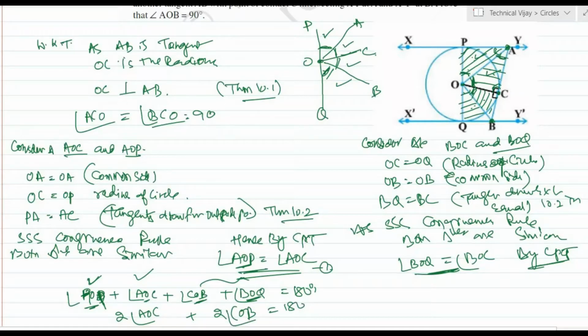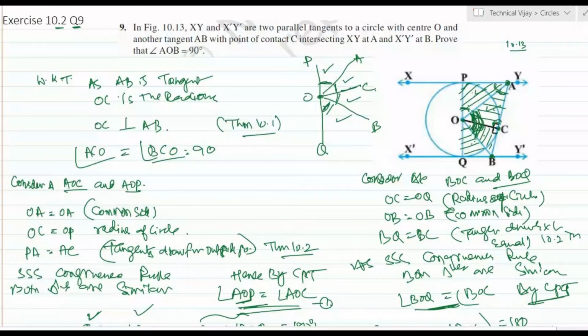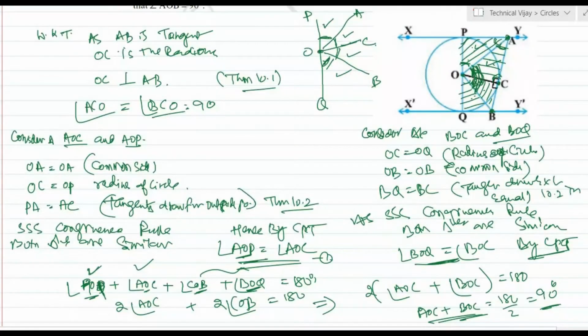So like this, it will be equal to 2 into the common factor, AOC plus BOC, is equal to 180 degrees. So AOC plus BOC is equal to 180 divided by 2, which is equal to 90 degrees. AOC plus BOC means this angle plus this angle, and this angle is what they have asked. This is equal to 90 degrees. That is what we have to prove: AOB is equal to 90 degrees.